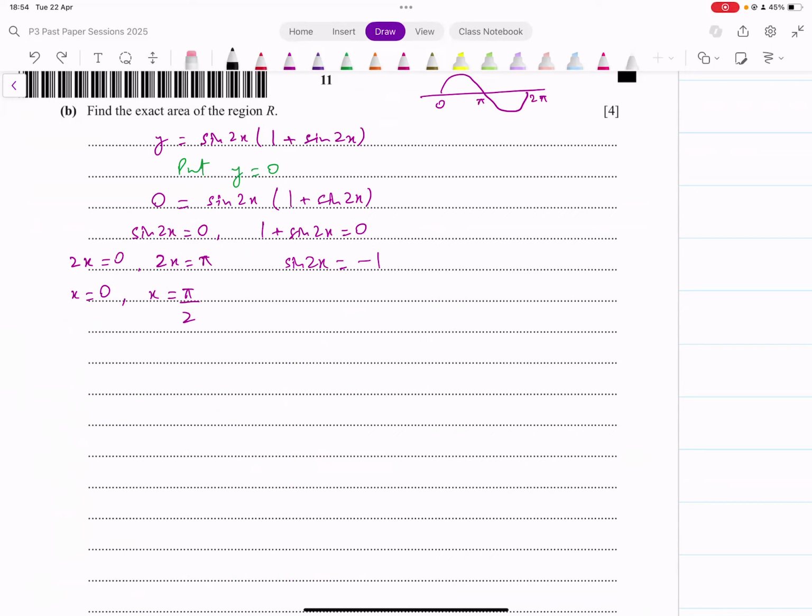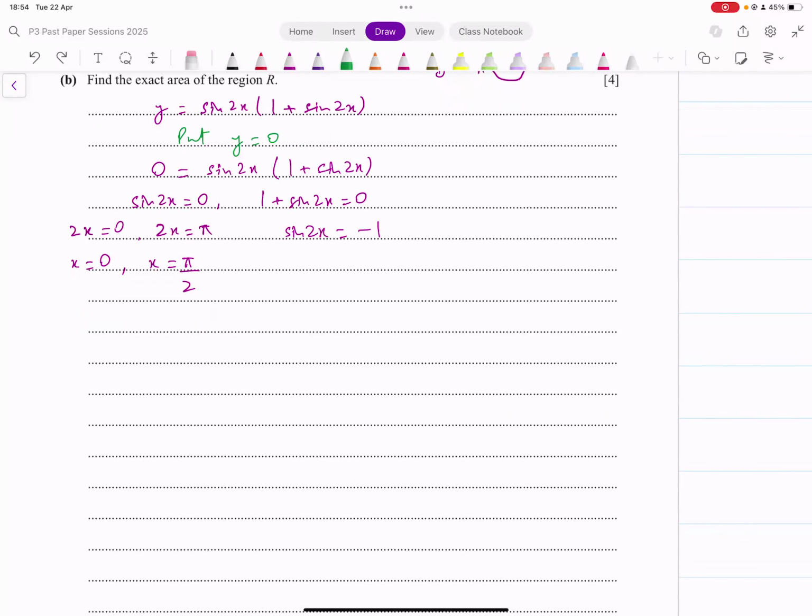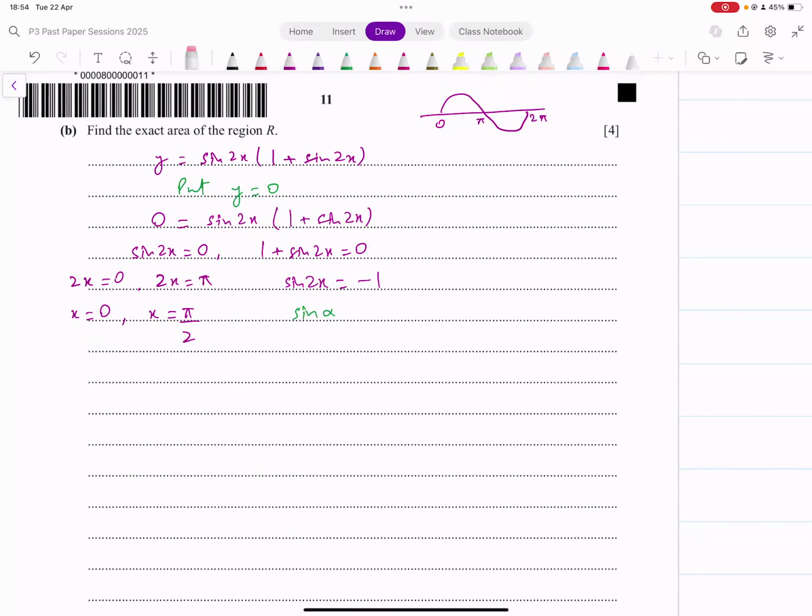Which quadrant is that going to be in? Second or third or fourth quadrant? We can find the basic angle for this if we want, although you can also just use the graph for this. Let's use the graph.